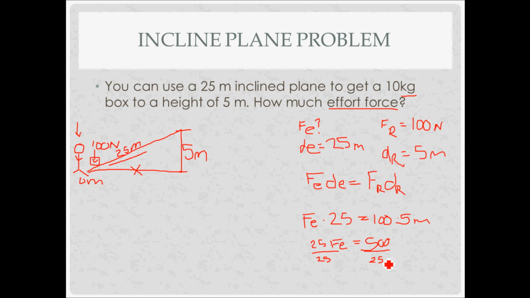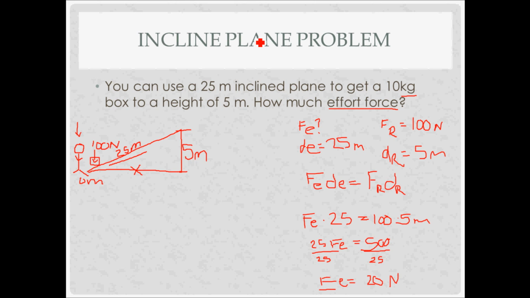And you will get FE to be 20, because 500 divided by 25 is 20, and then we're solving for a force, so your unit should be newtons. Alright? So that's the only problem I'm going to work you through today as far as how this works. Later in the week we will get into how all of those machines work, and where FE is and where DE is and where FR is and where DR is.